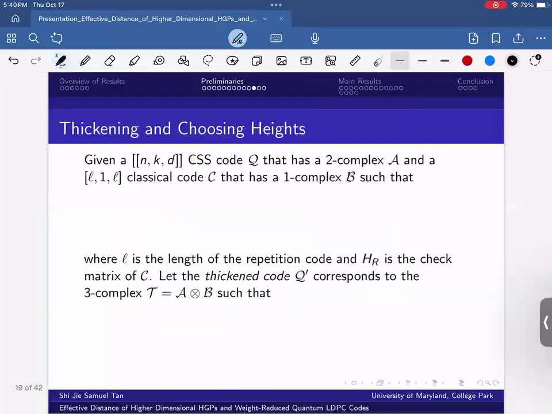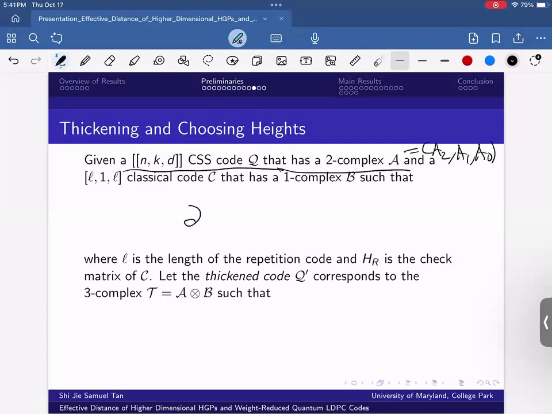Okay, now we'll be diving a bit more into detail for thickening and choosing heights. As mentioned before, if you have an [[n,k,d]] CSS code Q, it's associated to a 2 complex, which will be A2, A1, and A0. Just a quick recap: A2 is our Z stabilizer generators, A1 is our qubits, A0 is our X stabilizer generators. And then let's say you have a length-L classical code C. There's a 1 complex B.